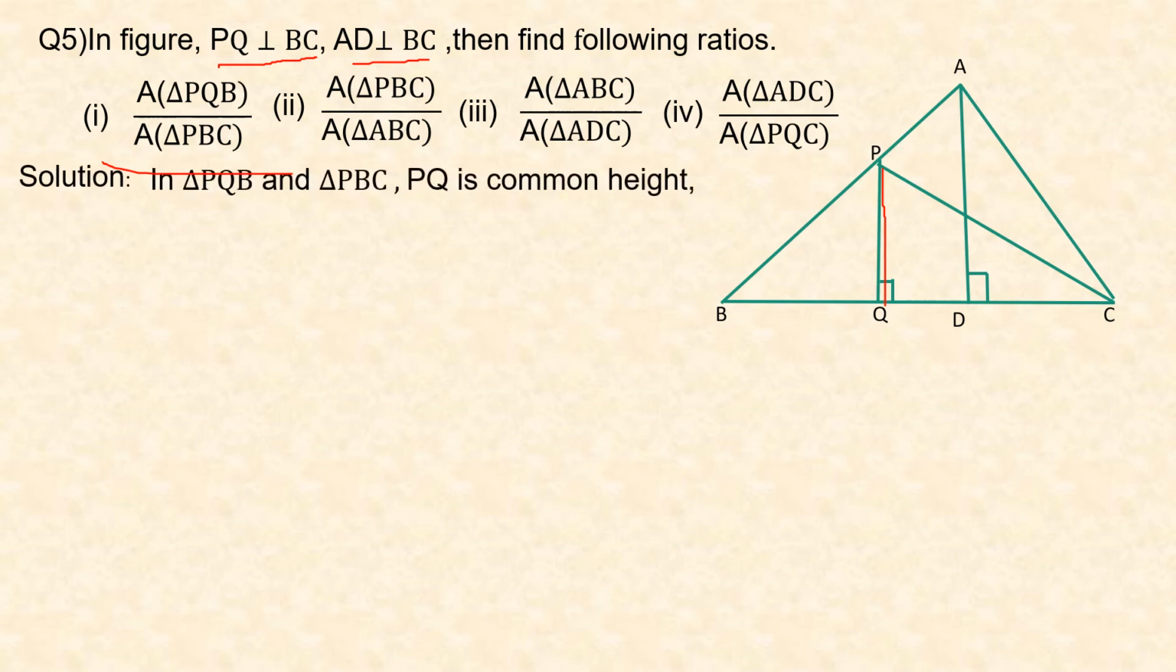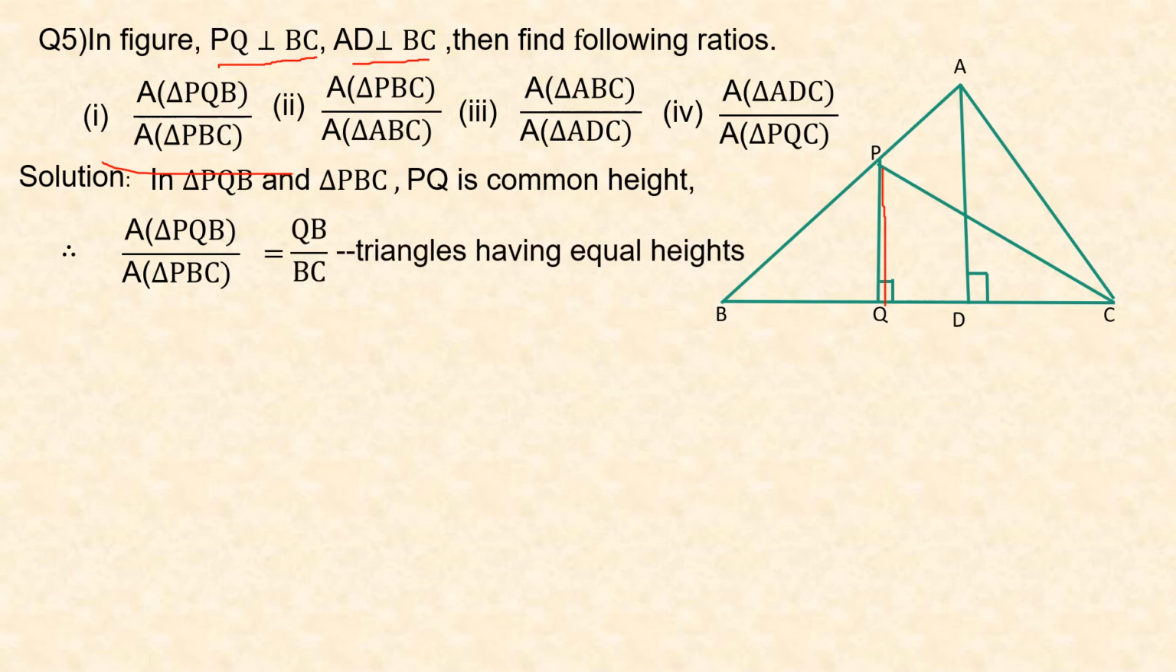Write down PQ is common height. Therefore, their areas are proportionate to their bases. The reason is triangles having equal heights. Therefore, area of triangle PQB to area of triangle PBC is equal to QB upon BC. Reason, triangles having equal height.